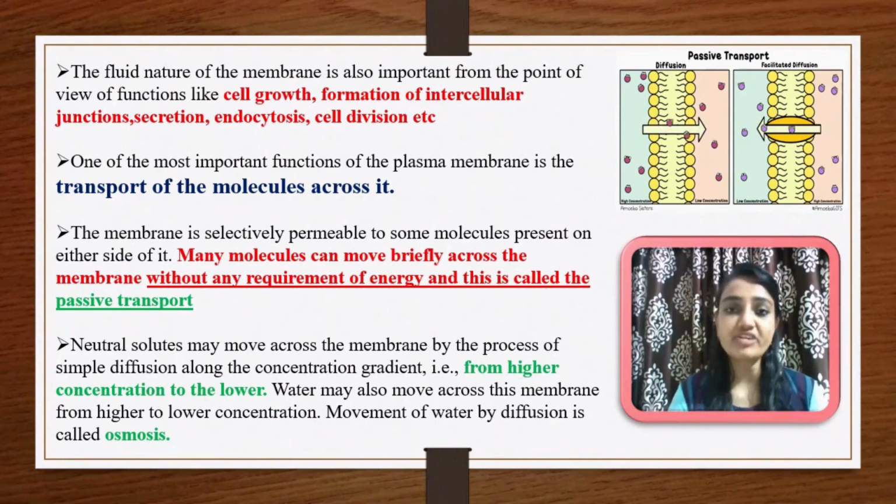Another important transport is that of water, and that is called osmosis. Let me try to understand what osmosis is. Water may also move across this membrane from higher to lower concentration, and movement of water by diffusion is called osmosis. You know very well any solution is made up of solute molecules and solvent molecules. If you are talking about solute molecules transporting across the membrane from higher concentration to lower concentration, it is called diffusion. And if you are talking about solvent molecules moving across the cell membrane from higher concentration to lower concentration, it is considered osmosis.